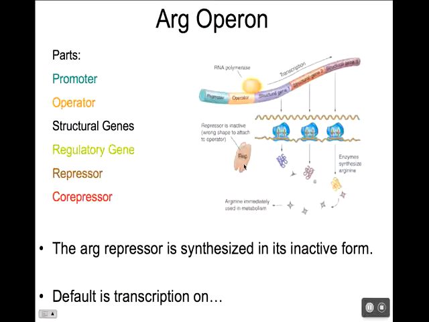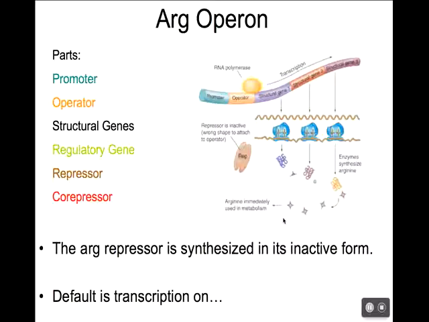Now it turns out that the Arg repressor is synthesized in its inactive form. So normally the Arg repressor is not active. Therefore, it does not bind to the operator. So RNA polymerase is doing transcription because that repressor is inactive. So we have transcription, we have translation, we're making enzymes, and the enzymes are synthesizing arginine. That's the default situation.